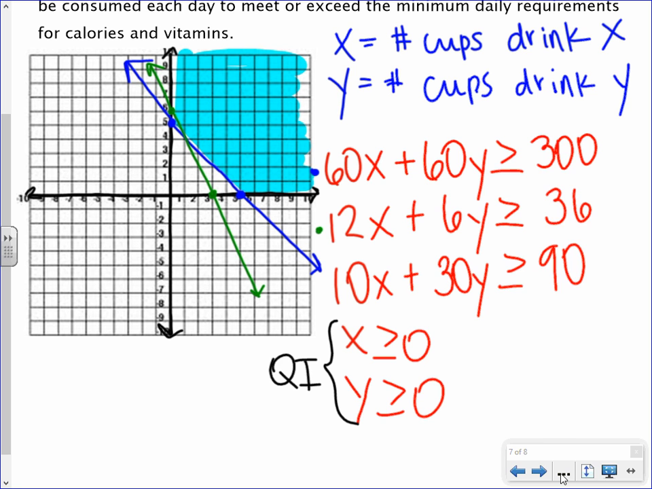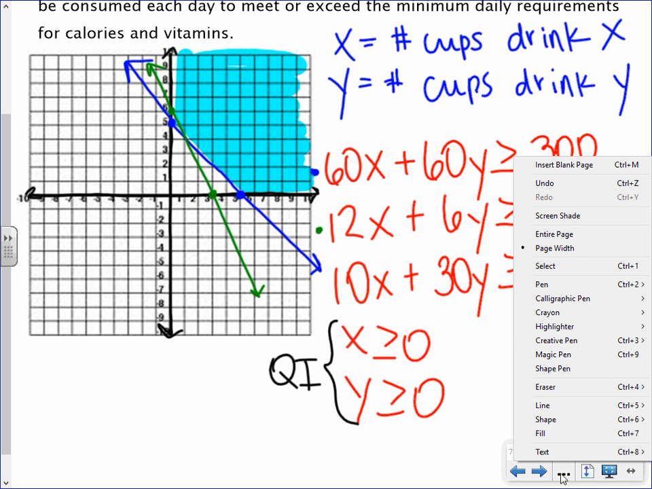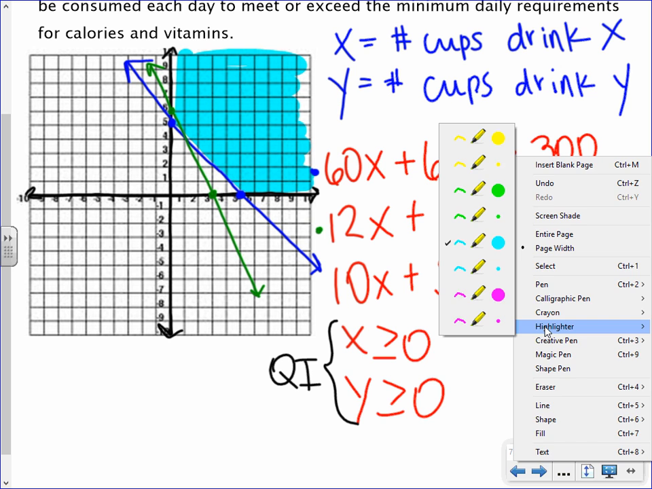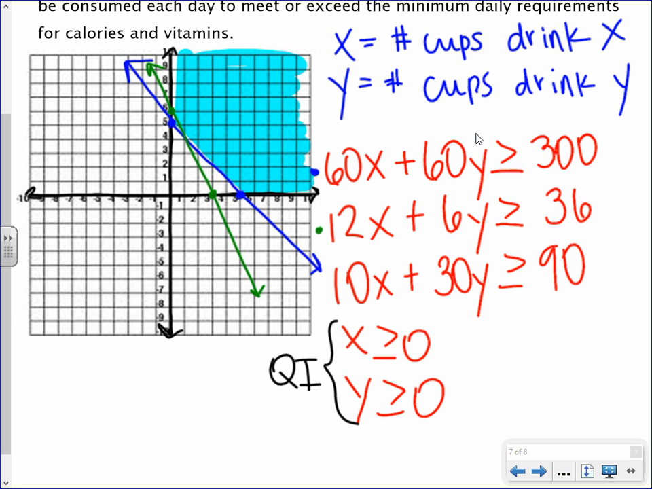All right. Are we going to shade towards or away from 0, 0? Away. Away from 0, 0. Okay.